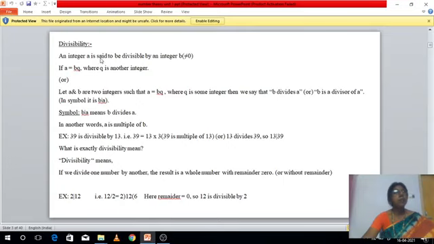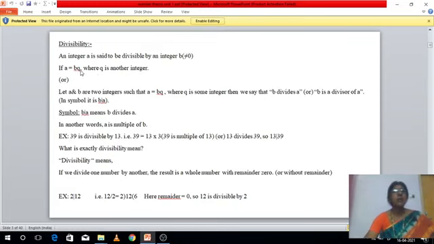Now we see divisibility. In number theory, divisibility is very important. See here, an integer a is said to be divisible by another integer b, with the condition that b is not equal to 0, if a is equal to bq, where q is another integer. You learn only this statement. An integer a is said to be divisible by an integer b which is not equal to 0 if a equals bq, where q is another integer.